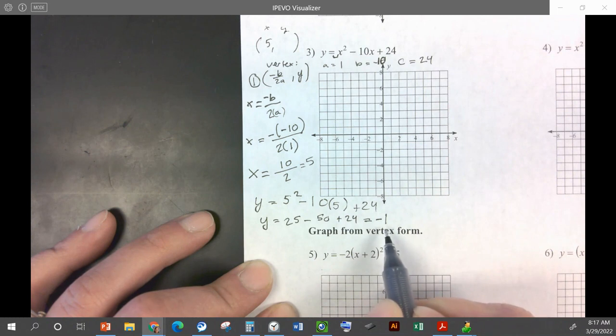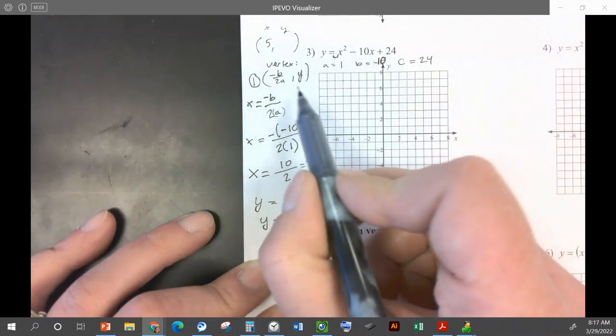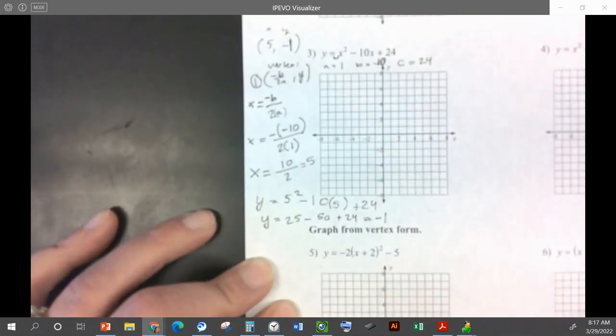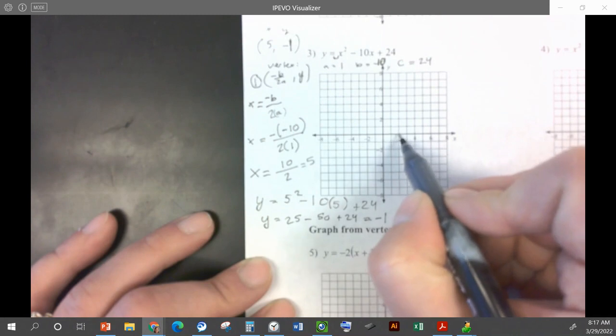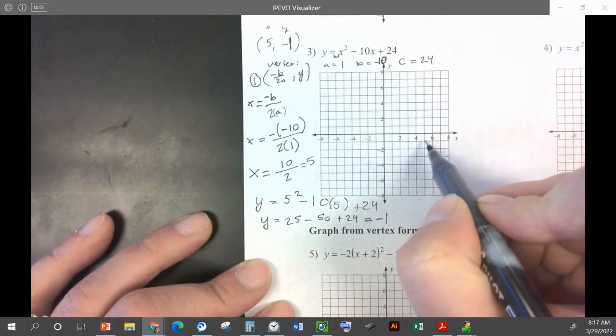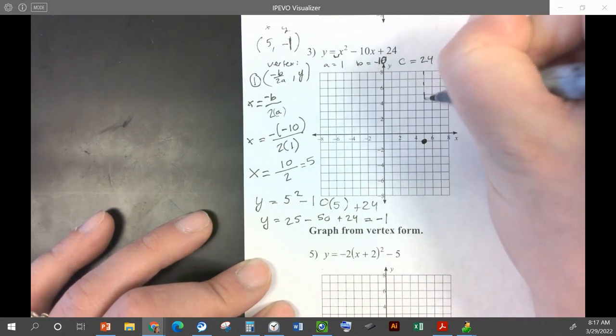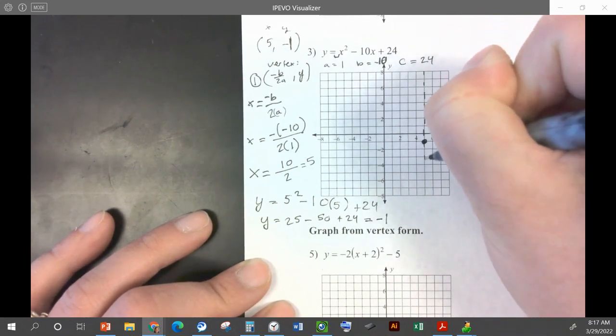So that's my vertex. We just found the vertex. So when x is 5, y is negative 1. I'm going to put that up here. And then I can plot my vertex. So 1, 2, 3, 4, 5, negative 1. And then our axis of symmetry goes through our vertex.